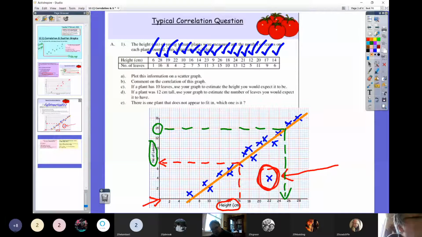But note how I've based that on the line of best fit in orange. I've gone across, or I've gone up and I've hit that line. You must put in a line of best fit.